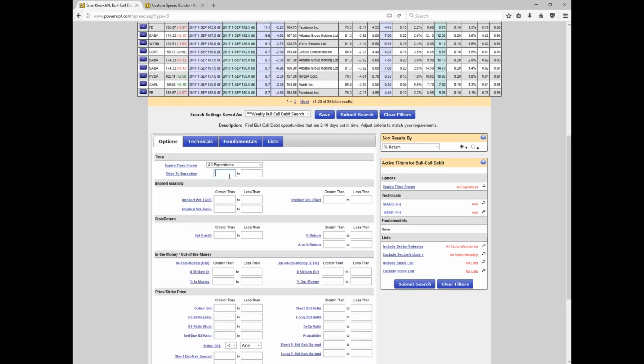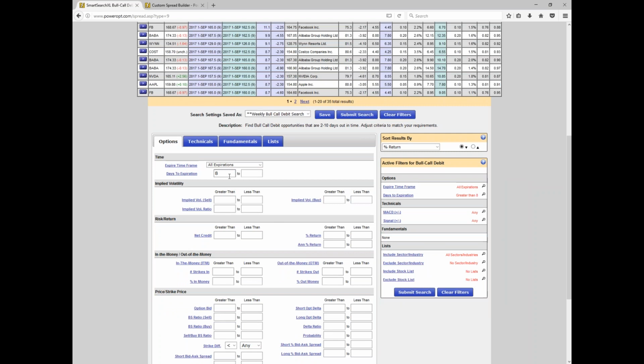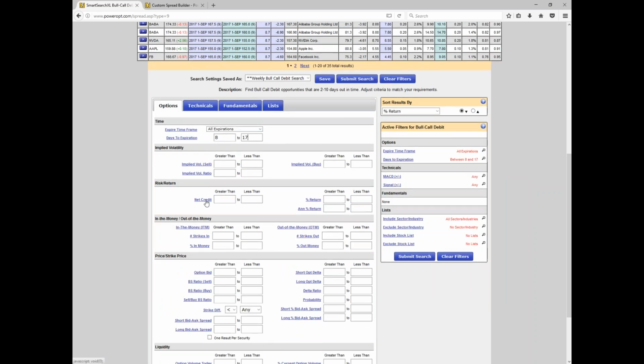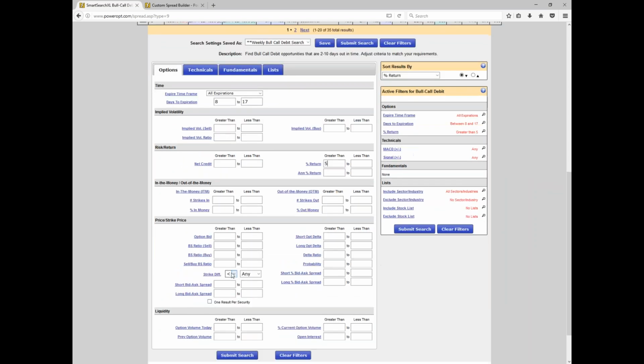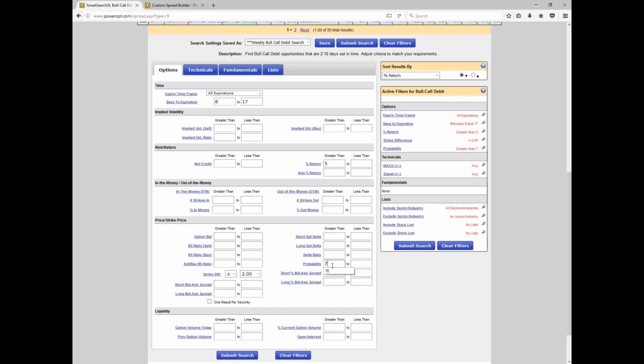Okay. Let's put in our expiration time frame of 8 to 17 days out in time. Now the net credit, this is a negative net debit. I'm just going to focus on the return of greater than 5%. My strike difference, again, greater than or equal to 2, with a probability of greater than 75% on the position.